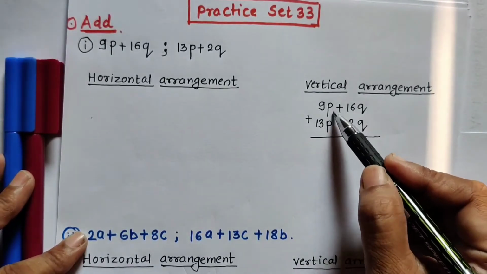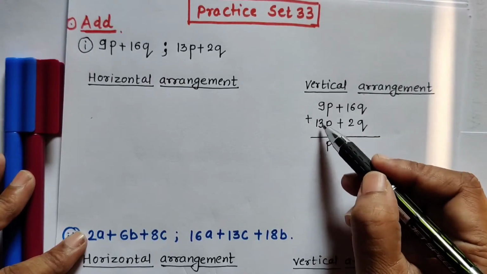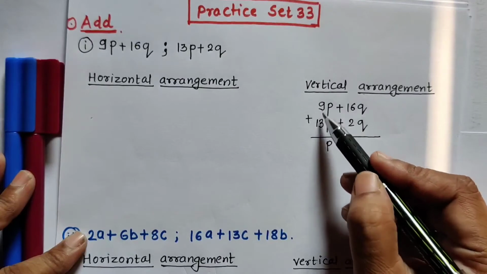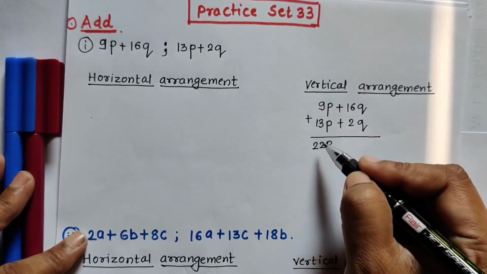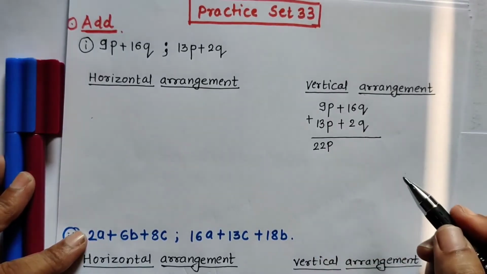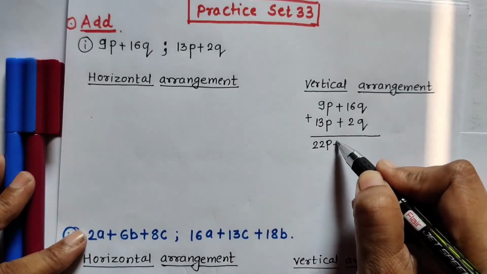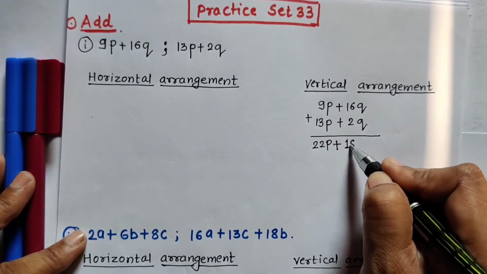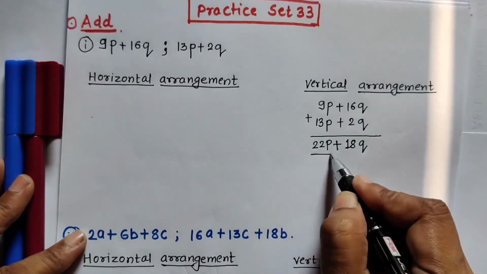p is the common variable, so p we write one time only, and we add the coefficients. Here the coefficient of p is 9, and here the coefficient of p is 13, so 9 plus 13 is 22. So 22p. We add only the coefficients, we should not add the variables. Variables are common, we write them one time. Similarly, plus sign we put here, and 16 plus 2 is 18. q we write one time. So in this way, writing in vertical arrangement is very easy.